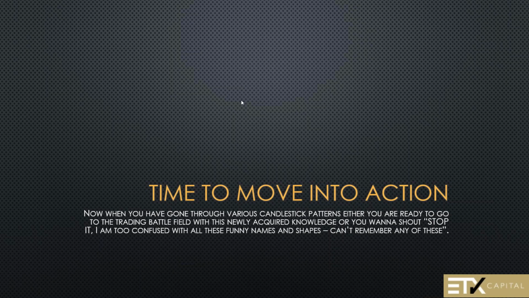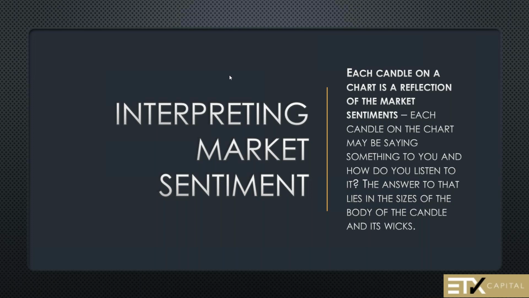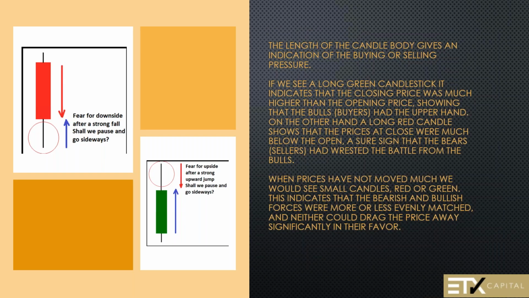First of all, memorizing all of these names is totally unimportant. It's being able to understand and interpret market sentiment and see what the candlesticks are telling you. Because each candle on a chart is a reflection of market sentiment. Each candle on the chart may be saying something to you, and how do you listen to it? The answer lies in the size, the body, the shape, and the wicks of the candles. The length of a candle body gives you an indication of the buying or selling pressure. If we see a long green candle, it indicates that the closing price was much higher than the opening price, showing that the bulls had the upper hand.